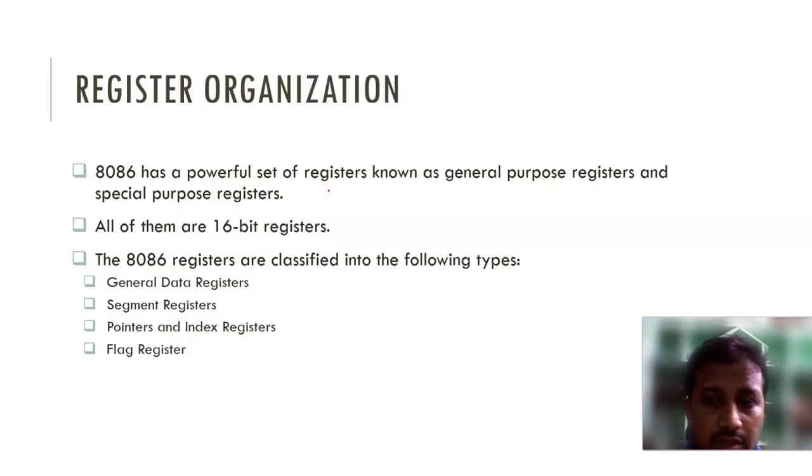Let me start. First of all, we'll go for the register organization of 8086. In the register organization of 8086, we have 16-bit registers. Out of these, a few are general purpose registers, segment registers, pointer and index registers, and one more 16-bit special register, that is the flag register. Already in the previous video, I have discussed general purpose registers as well as pointer and index registers. Now in this video I will be discussing segment registers and the special register called the flag register.